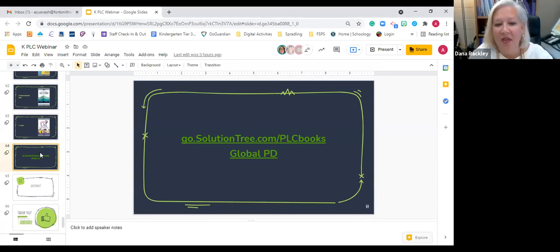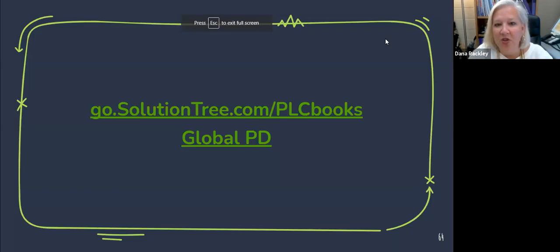There we go. That's the global PD, and that will also take you to where you can find the print reproducibles and things that you can print out and just go ahead and start using with your teams. Some great resources that you heard today, as well as a plethora of other forms.